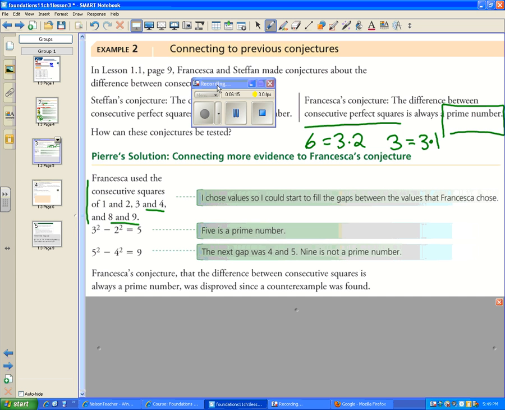So first of all, he tried 3 and 2. Well, 3 squared minus 2 squared, 9 minus 4, is 5. So that one, yeah, that's prime. Looks like Francesca's doing her job. But the next gap was 4 and 5. So he did 5 squared, which is 25, minus 4 squared, 16, equals 9. Well, that's odd, but that sure is not prime, because 9 can be written as 3 times 3. Francesca's conjecture that the difference between consecutive squares is always a prime number was disproved since a counterexample was found.